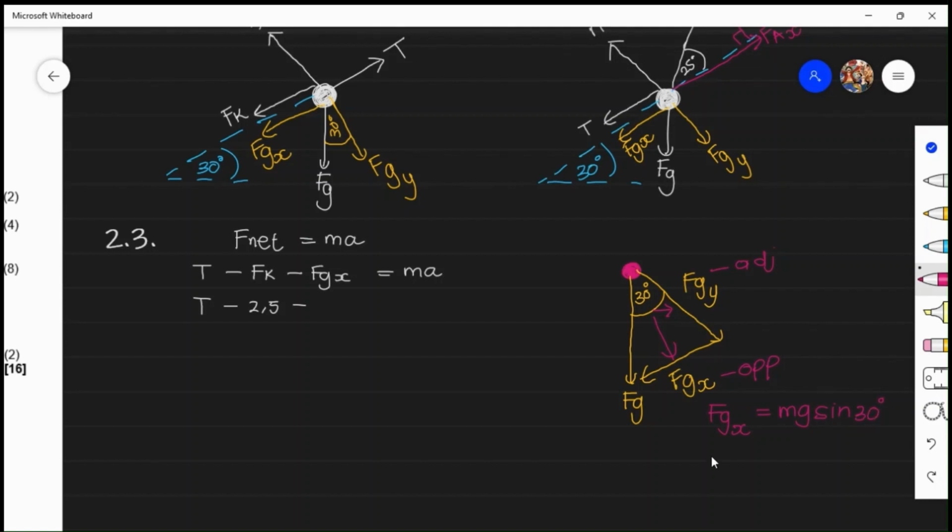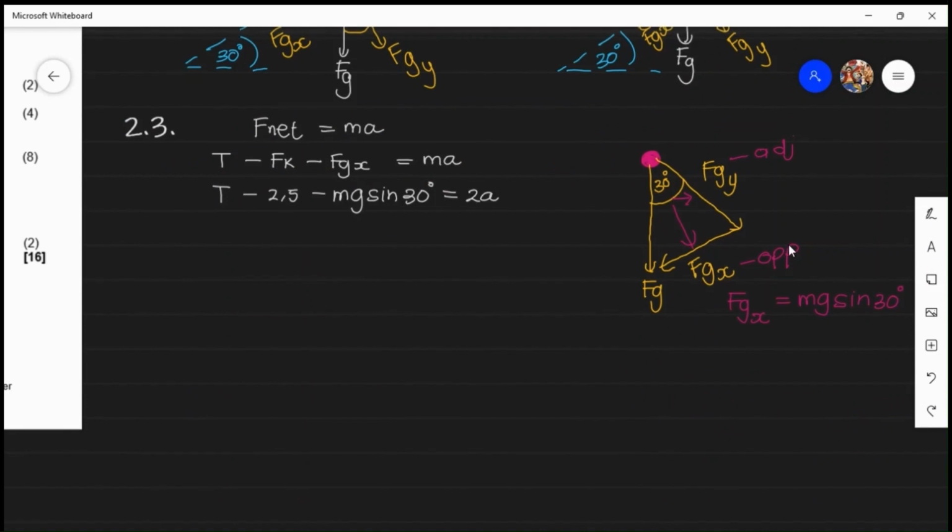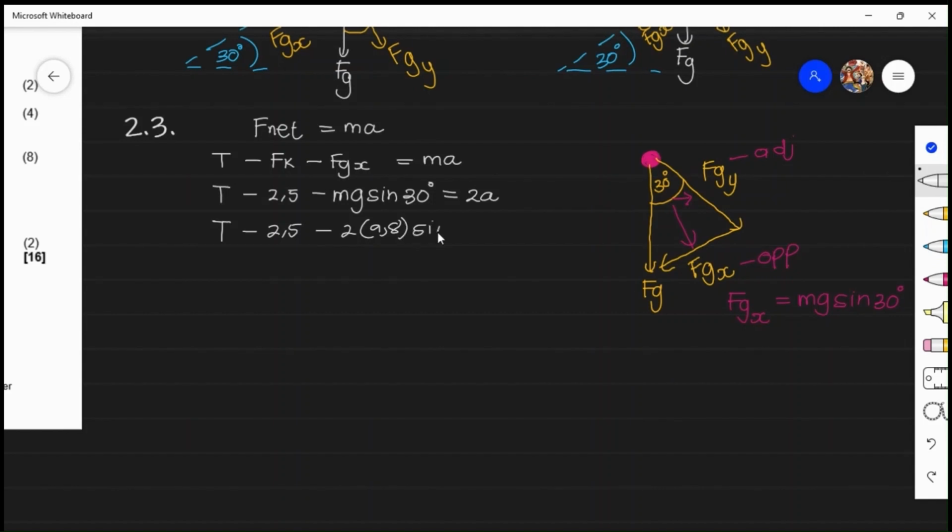of 30 degrees. So let's plug that in. Mass times gravitational acceleration times sine of 30 degrees, which is equal to our mass. We previously mentioned that that was 2 kgs. Now, let us continue to substitute and try to simplify our equation. So we have tension minus 2,5 minus a mass of 2 times 9,8 times sine of 30 is equal to 2a. From this point, we can put this into our calculator.